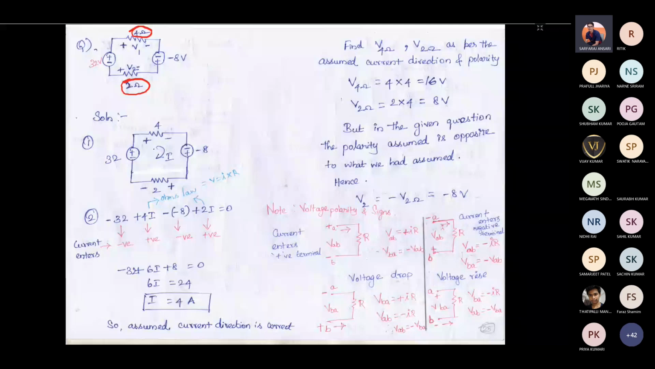Based on our assumed current direction, we are going to give the polarity for this resistor. This is plus and minus because current is entering this polarity based on the assumed current direction. Similarly, for this 2 ohm resistor, the current is entering the positive polarity here, and the current is leaving the negative polarity. So if you write the KVL equation for this, what will I get? The current is entering the negative polarity of this voltage source, so I will get minus 32. Then the current will enter the positive polarity of this, then it will be plus 4 into I.